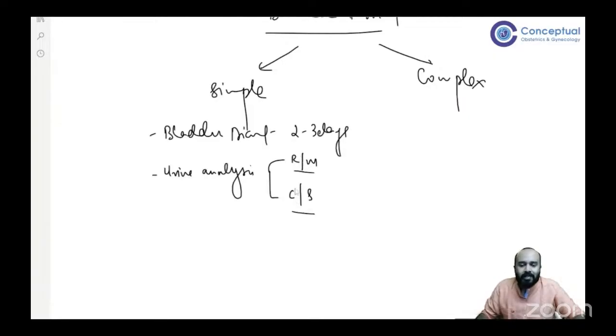And on culture sensitivity, I will know exactly which bacteria it is, because recurrent UTIs need to be treated properly. It might require a prolonged therapy. It might even require intravenous parenteral therapy. So urine analysis is very important.